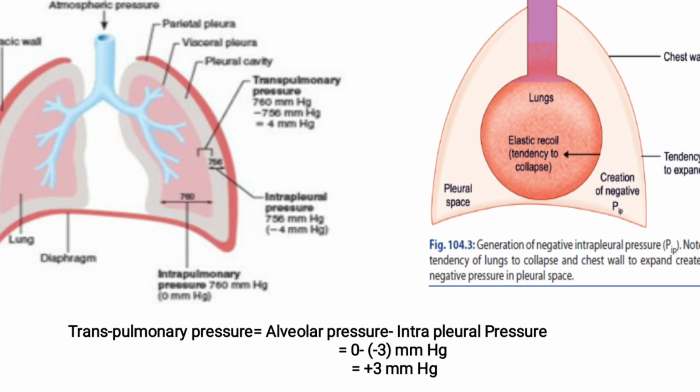And what is the importance of this transpulmonary pressure? Transpulmonary pressure is the pressure that acts against the elastic recoiling of the lung. It tries to expand the lung, or the alveoli. So here we can see this.